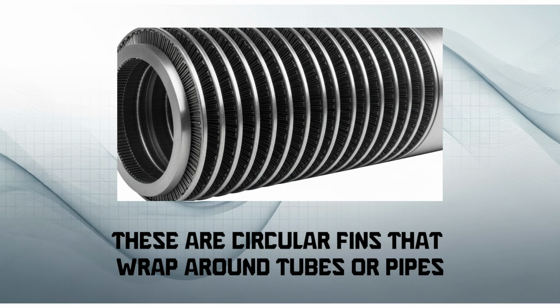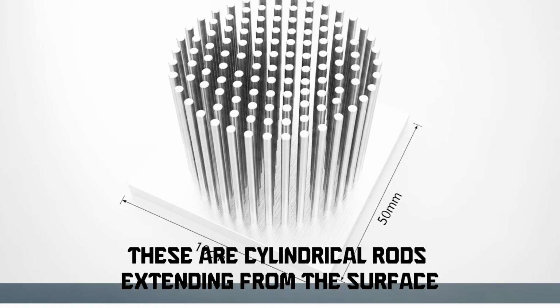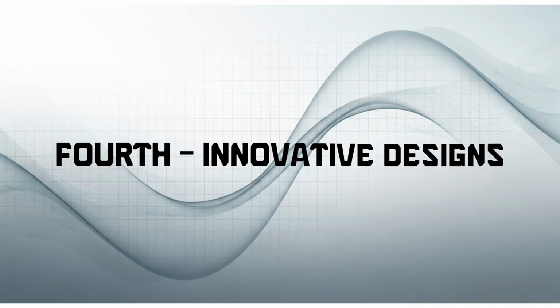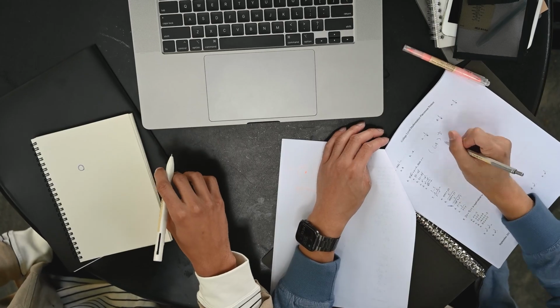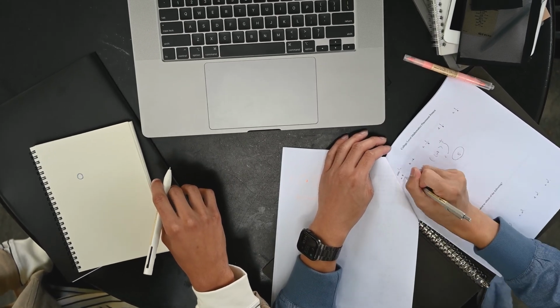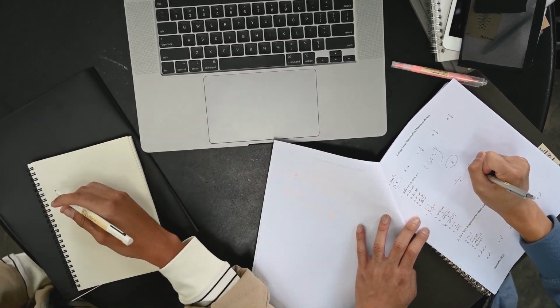These are circular fins that wrap around tubes or pipes. You'll see these in heat exchangers and on engine cylinders. Third, pin fins. These are cylindrical rods extending from the surface. They're compact and often used in arrays for electronic cooling, like in CPU heatsinks. Fourth, innovative designs. Modern engineering has created optimized fin patterns that maximize surface area while minimizing material and weight. For our analysis today, we'll focus on straight fins with uniform cross-section. They're the most common and easiest to understand mathematically.